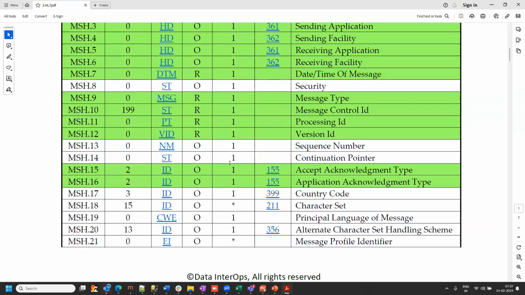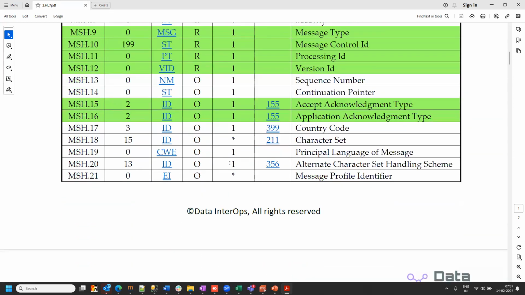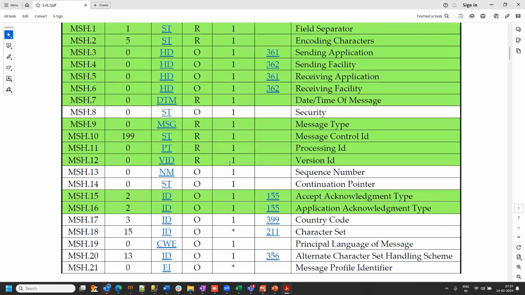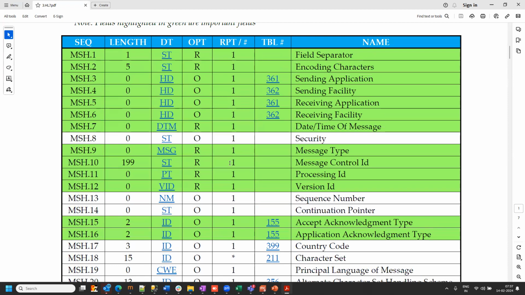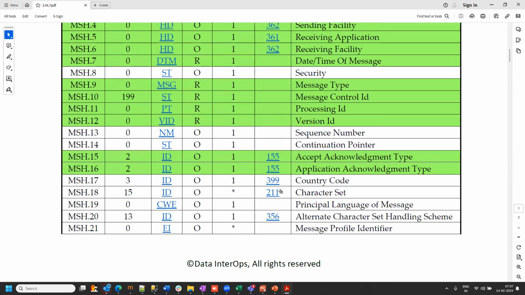Whatever is left without green, we'll leave those fields, because covering everything in every segment, every field is not possible. Based on my experience, I have highlighted the fields that we usually discuss about in our implementation calls or in our project go live calls or support calls. So I have highlighted them because these are the things that you need to know for sure. And we'll be discussing about each of these items.